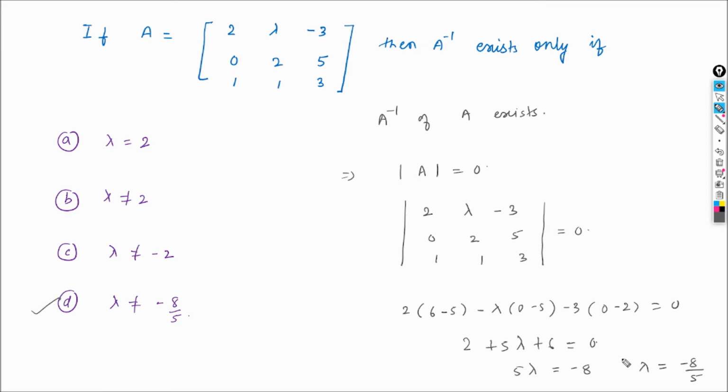Lambda is not equal to minus 8 upon 5. Inverse exists means determinant of A is not equal to 0, so this will be our answer.